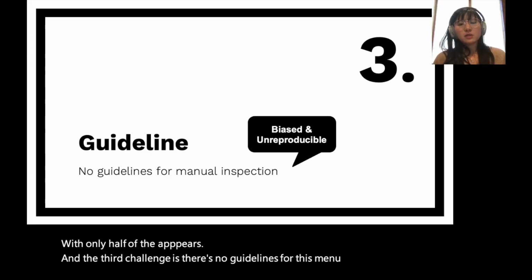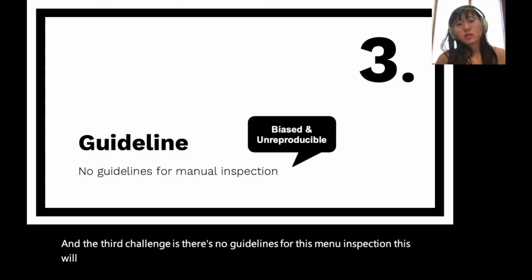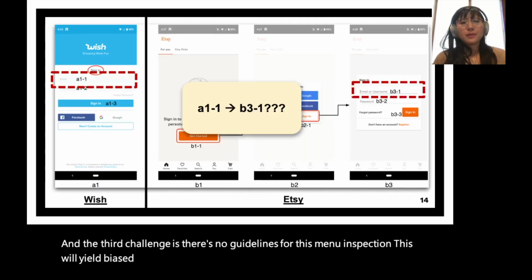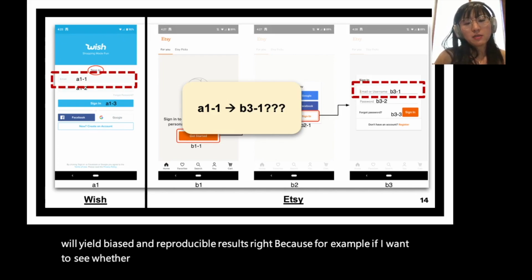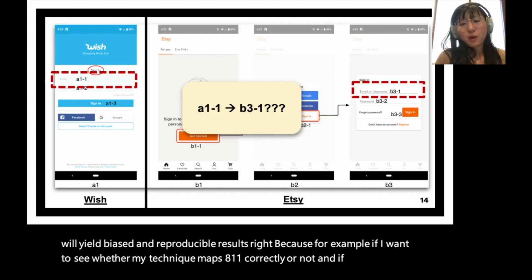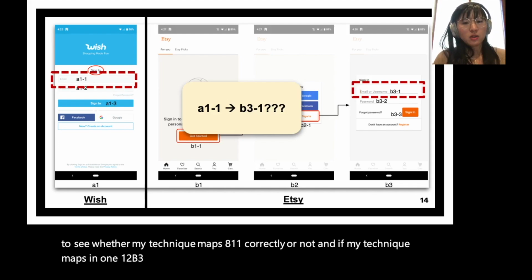And the third challenge is that there are no guidelines for this manual inspection. This will yield biased and unreproducible results, right? Because, for example, if I want to see whether my technique maps A11 correctly or not, and my technique maps A11 to B31, do you consider it correct or not?